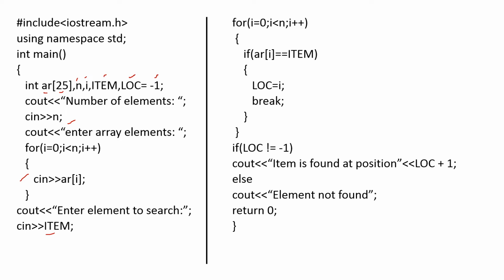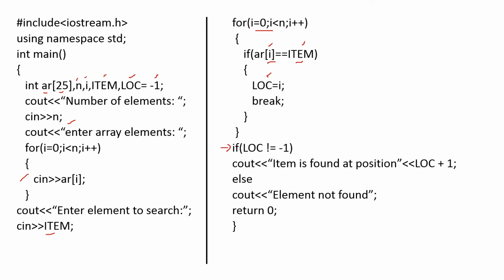Then inside the for loop, you have to check whether AR[I] is equal to item. The value of I will change based on the value of the for loop. That is, each I value is compared with the item. If a match is there, you have to store that I as the location and then break and come out of the loop.